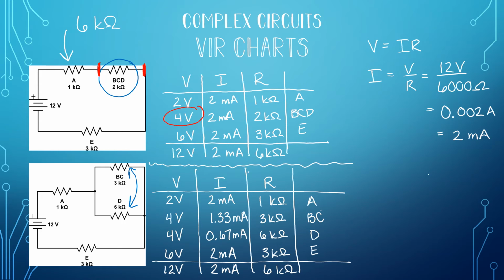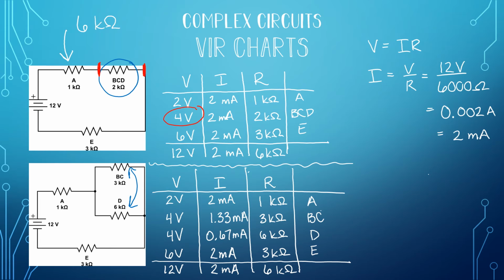Again, feel free to write those out as 0.00133 or 0.00067 amps. One thing to note is that it is no longer a simple circuit. Therefore, I can no longer add up the voltages to get the total voltage of the battery. That only works on a simple series circuit, remember.